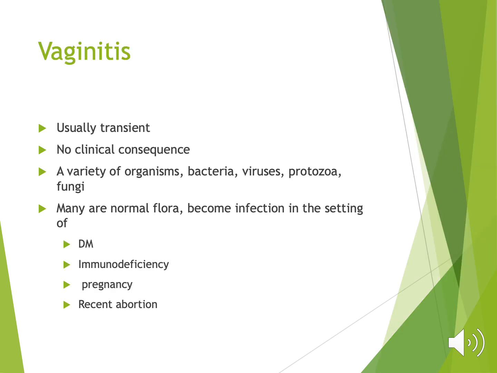Vaginitis is an inflammation of the vagina. It's typically transient with no clinical consequences. It can be caused by a variety of organisms: bacteria, viruses, protozoa, or fungi. Many of these are normal flora of the vagina, and they become infective in the setting of diabetes, immunodeficiency, pregnancy, or recent abortion. The common denominator of these factors is either decreased immunity or change in the pH of the vagina that results in predisposition to infection.